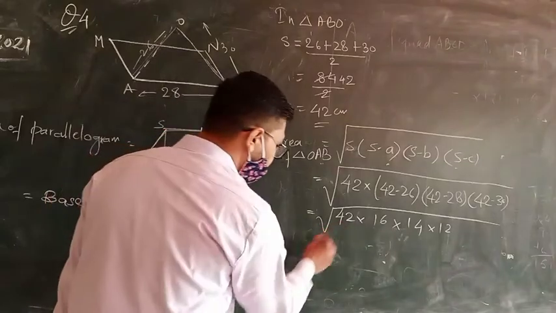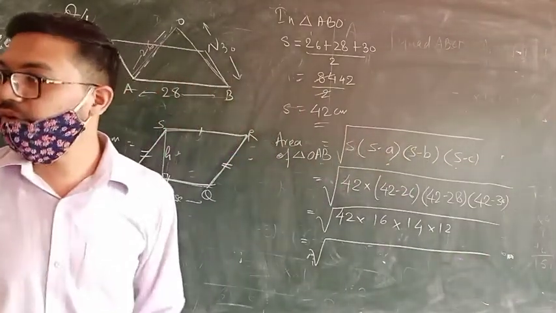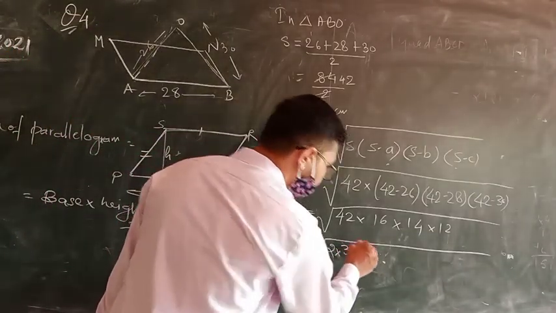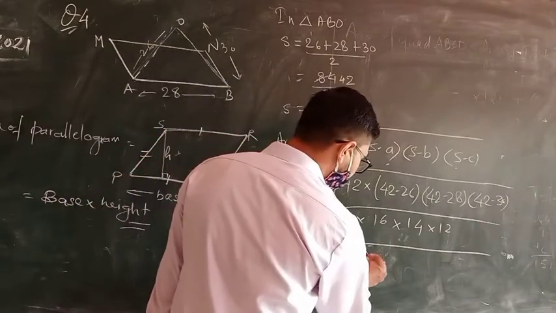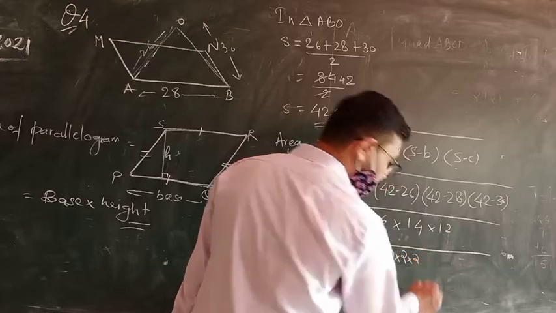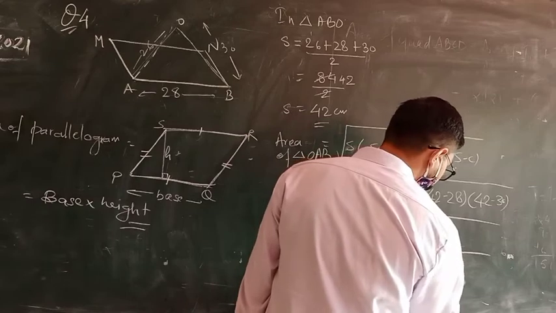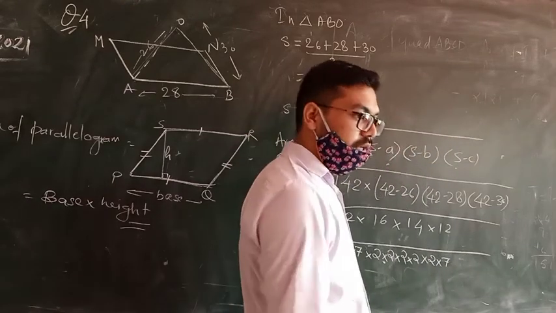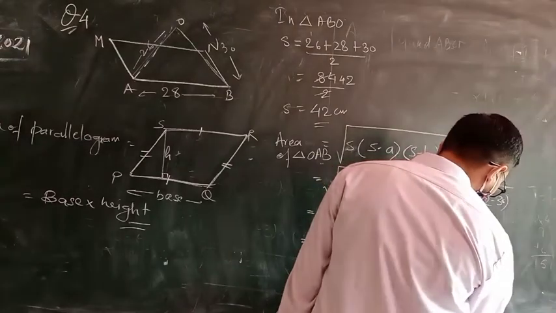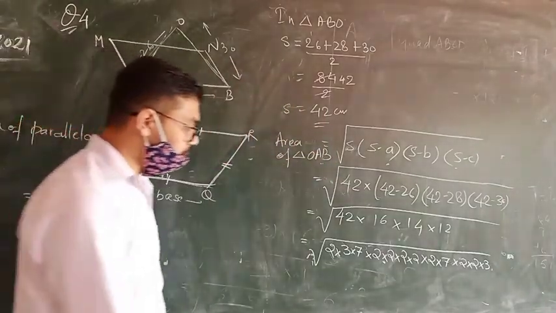Now how can you factorize 42? 6 sevens are 42, or you can write 2 3s are 6, 6 sevens are 42. 16 can be factorized: 2 2s are 4, 4 2s are 8, 8 2s are 16, correct? 14 can be factorized: 2 sevens are 14. And 12: 2 2s are 4 and 4 3s are 12. Okay, now you can make pairs.